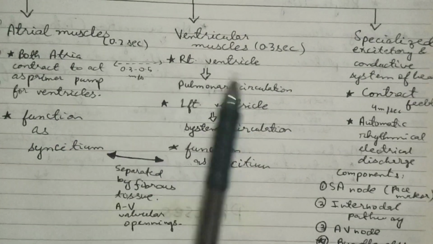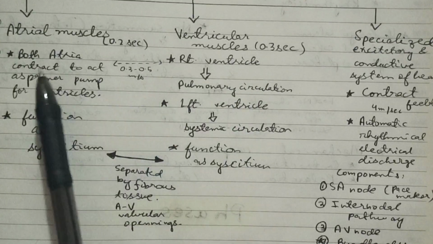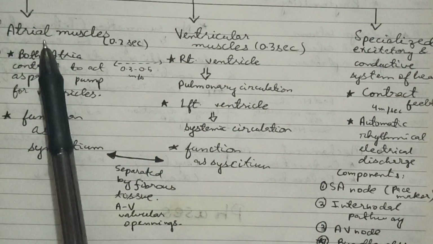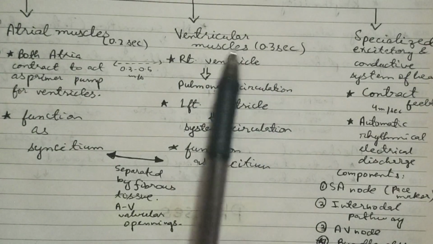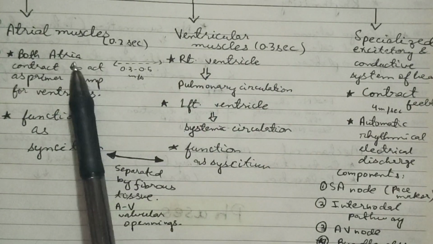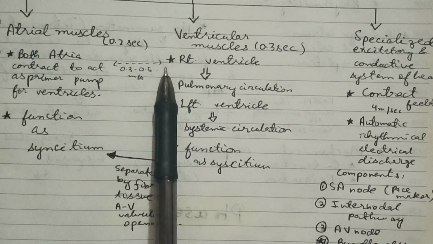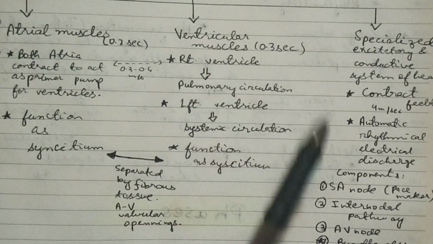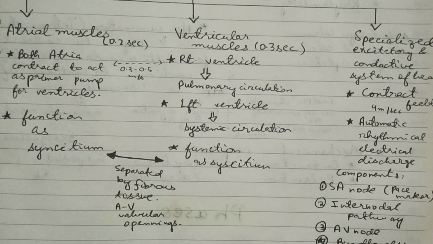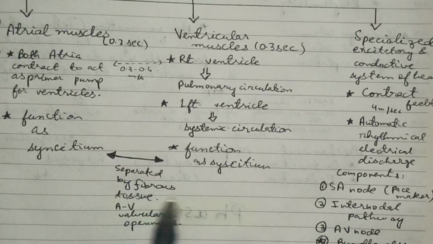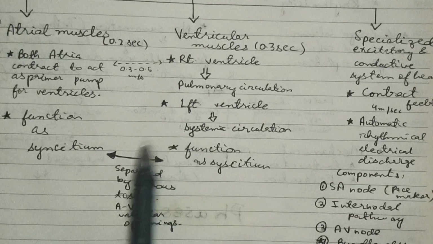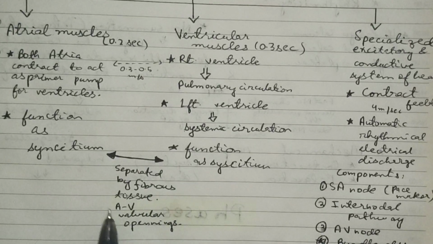Now the question is, why isn't the impulse of the atrial muscles traveling directly to the ventricular muscles? The impulse generated in the atrial muscles, why isn't it directly passing to the ventricular muscles, rather it is passing through the specialized conductive system? The answer lies in the fact that these two syncytia are separated by fibrous tissue at the atrioventricular valvular openings.